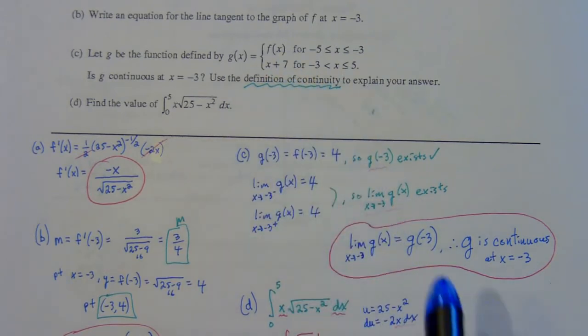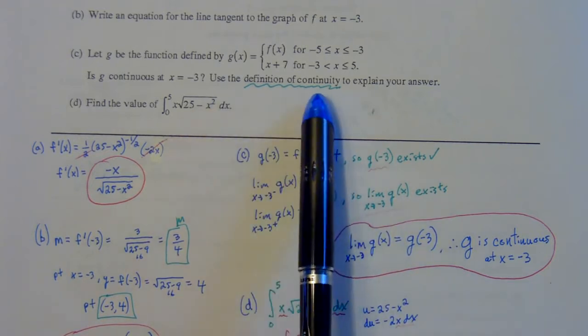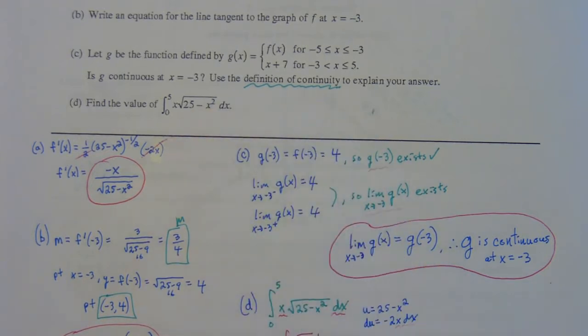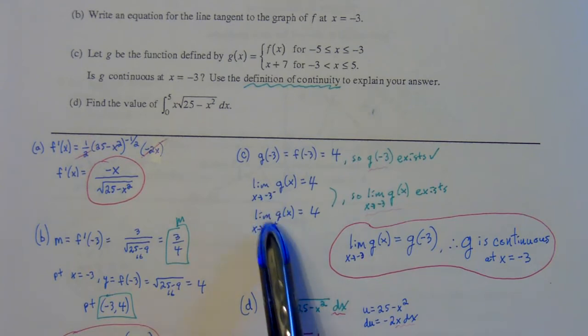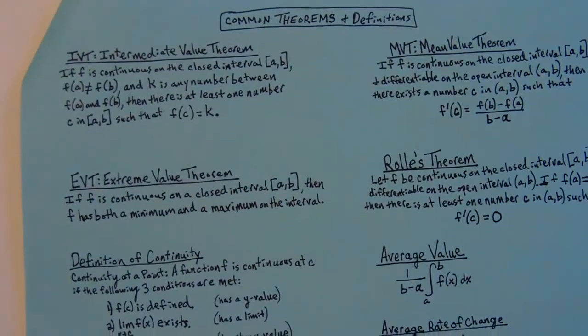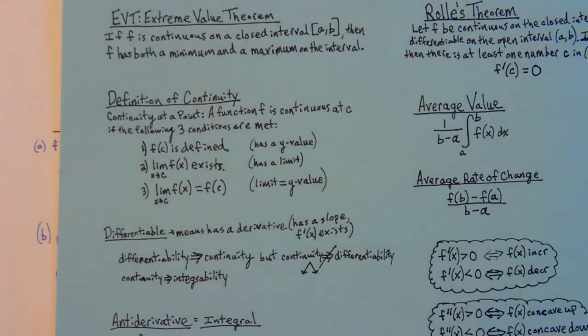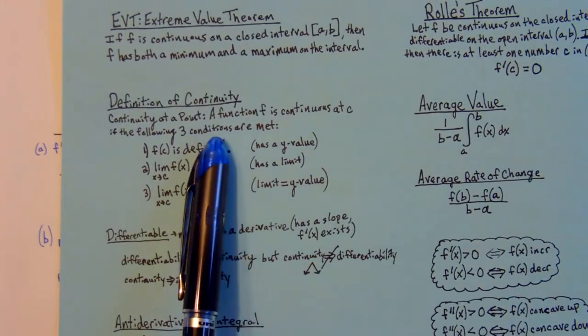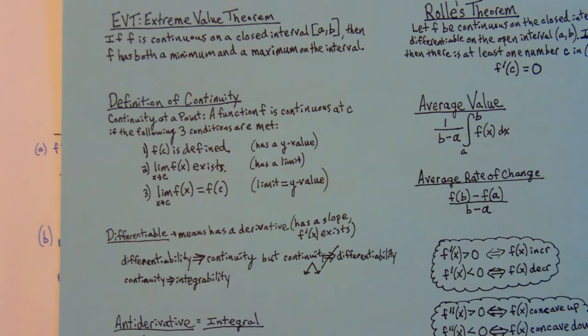But if they specifically mention, hey, use your definition of continuity, you can't exactly do just that, right? That's really what you are doing. All I want you to do though is plug in the limit notation there, okay? So on your blue packet, the second page where it says the common theorems and definitions, you have your formal definition of continuity. We did this in chapter 1.